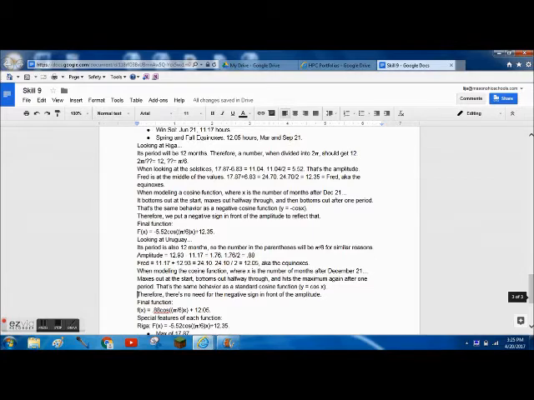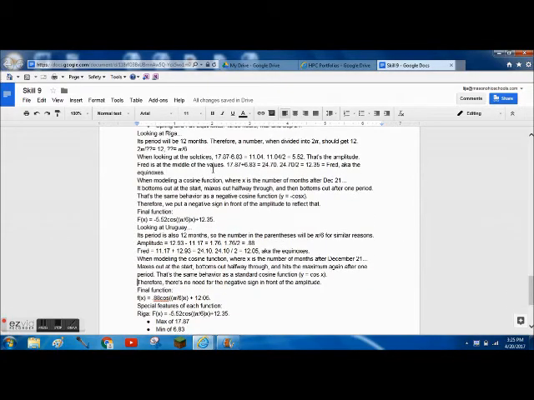Looking at Riga, its period is going to be 12 months. Therefore, a number, when divided into 2 pi, should get 12. 2 pi divided by what equals 12? So it looks like it is going to be pi over 6, and that's going to be the number within the parentheses of the cosine.